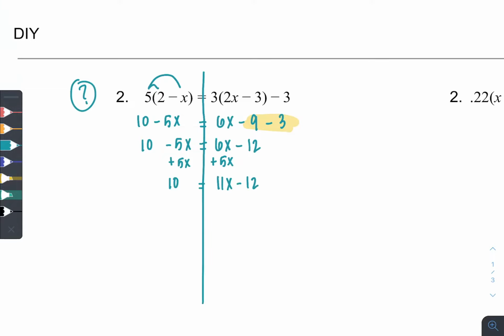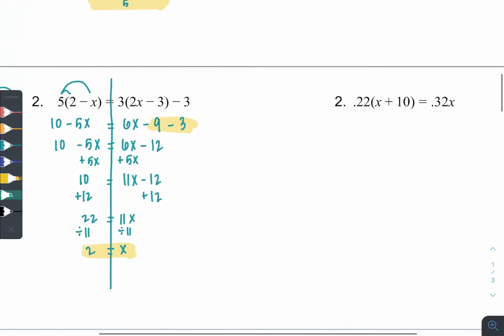Undo any addition or subtraction. To undo subtraction, I add 12 to both sides. So we get 22 equals 11x. Undo the multiplication by dividing by 11. I get 2 equals x as my answer. All right, go ahead and do the second one.